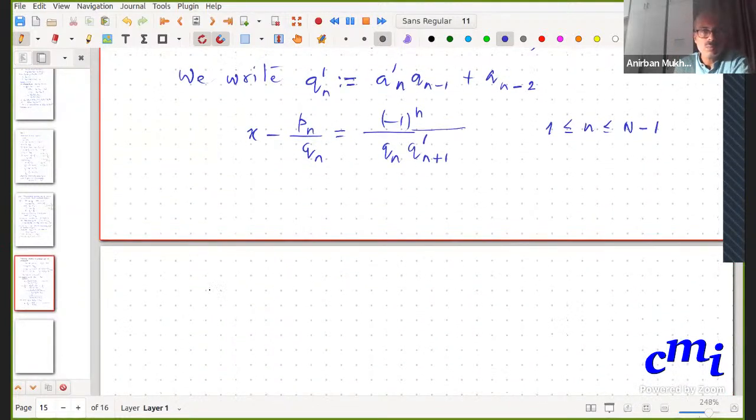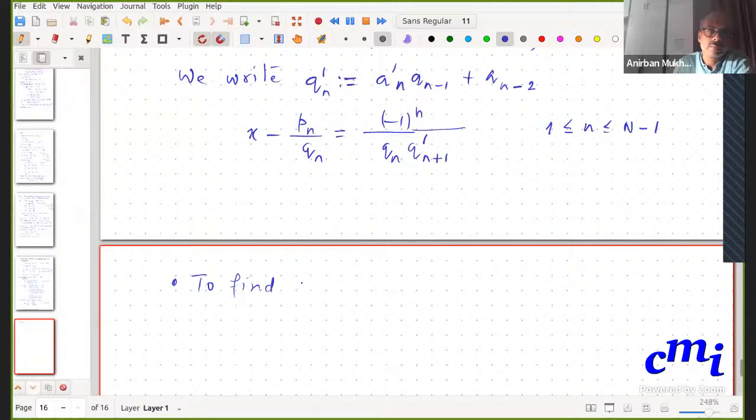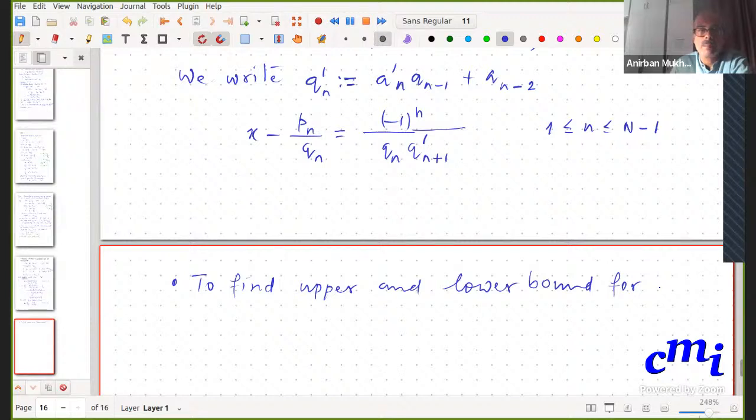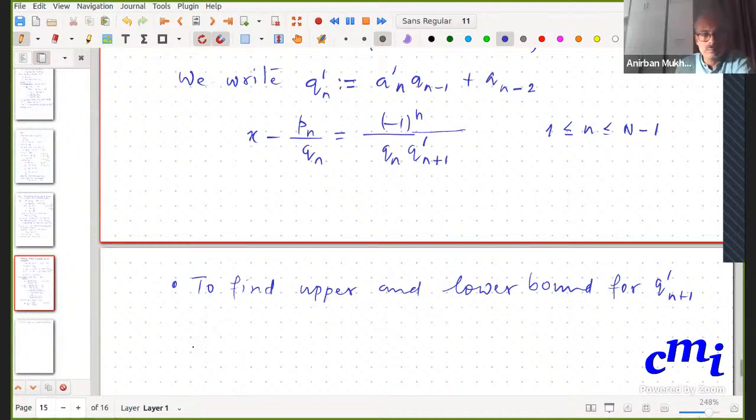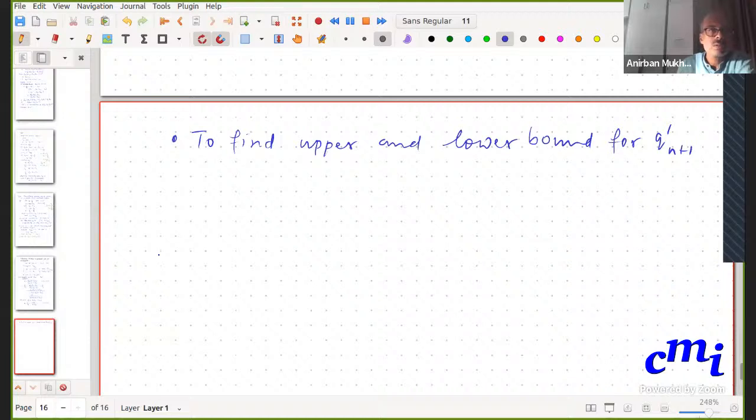So what we want to do now is to find an upper and lower bound for qn plus 1 dash. So let's do that. Lower bound first.